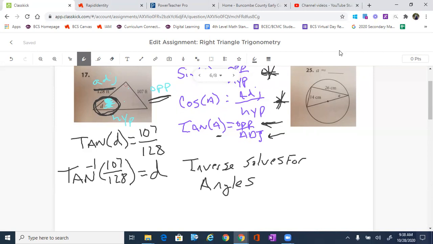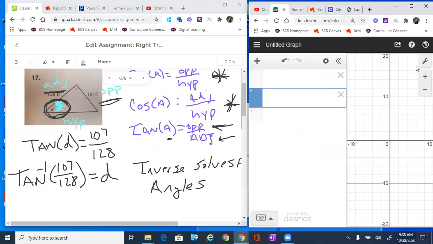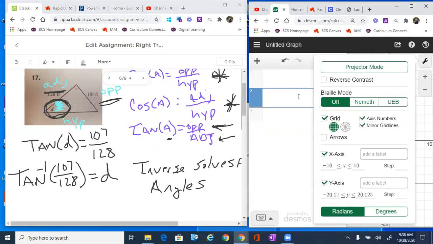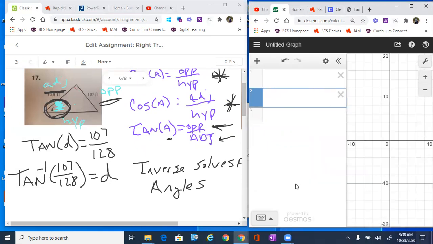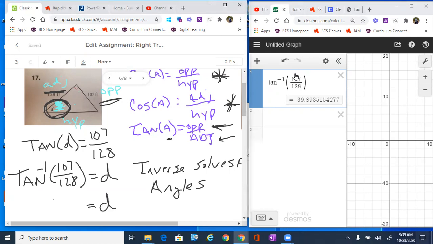Now, once we have that, we need to go over to Desmos. And of course, we got to go to Desmos. Desmos is the most helpful tool. I'm going to go to the wrench, which is graphing settings, and make sure that I am in the correct mode. It is highlighted radians. We need to be in degrees. So I'm going to go to degrees. And then I'm going to come up to the cell and type it in as it is. Tan inverse. I write it as an exponent, even though it is not an exponent. It's just telling us that it's the inverse. And I'm going to write in 107 divided by 128. That tells me that angle D must be 39.89, or let's just say for simplicity we'll round it up to 40 degrees. And I'm perfectly fine with that.